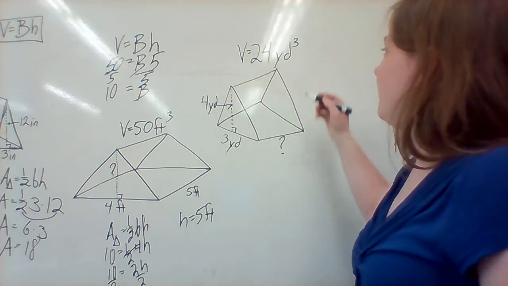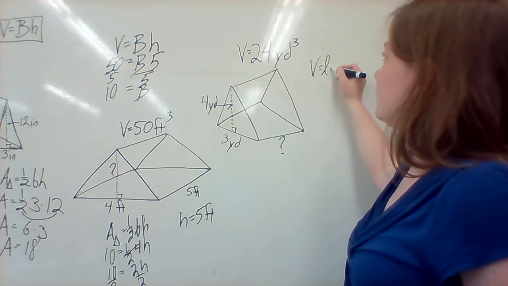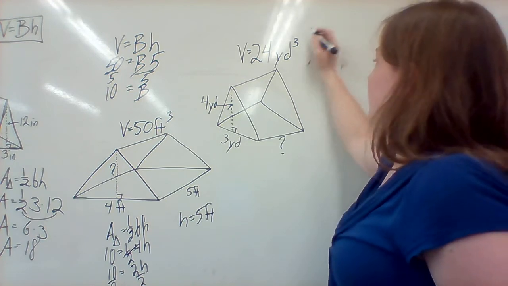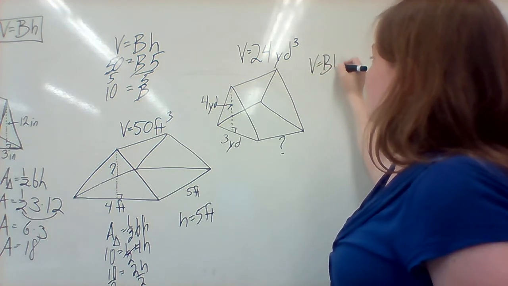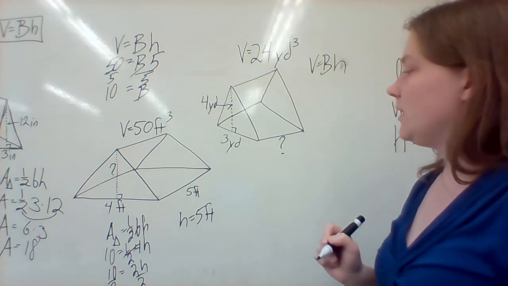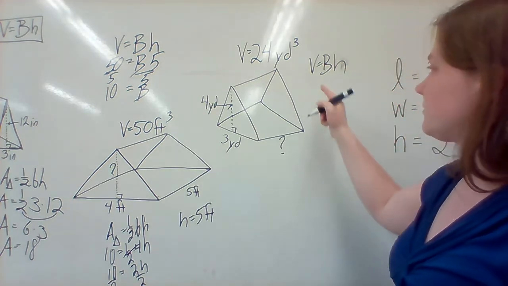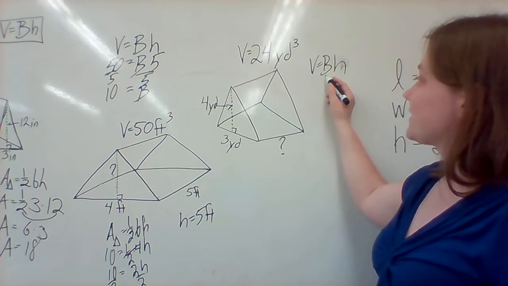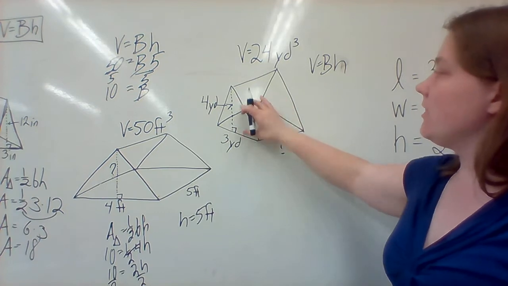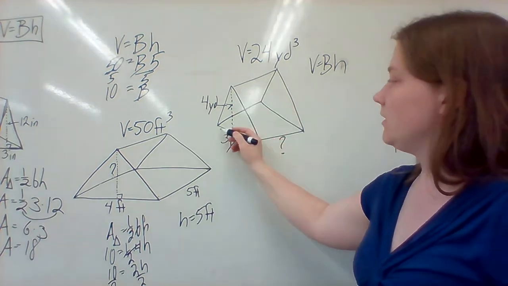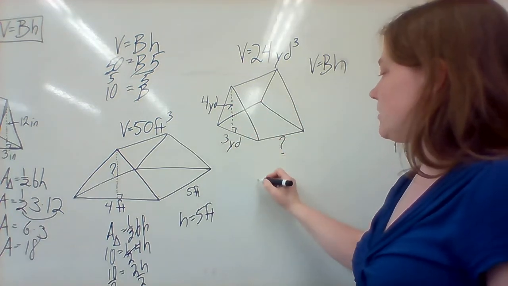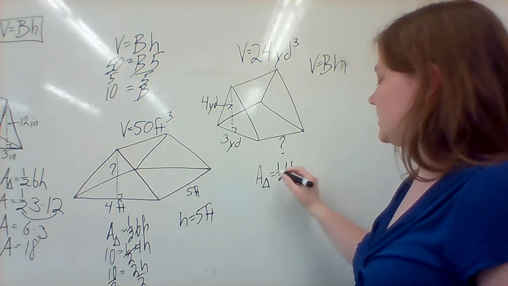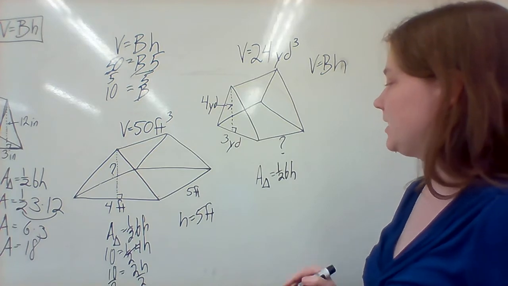In this problem, write out the formula. I have the wrong formula. V equals capital B times H. And what I need to do in here is figure out the height of this shape. I can actually figure out the area of the base because I have the base and the height. So let's go ahead and figure out the area of the triangle. Let's go ahead and plug that in.